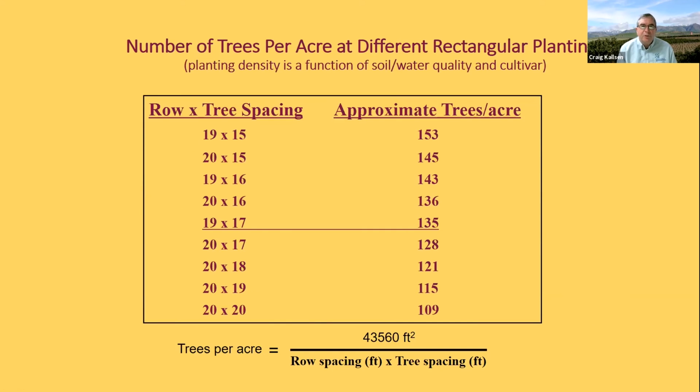So here is the number of trees per acre at different rectangular plantings; I've just put some of them up here. You can actually calculate it using this formula: you divide your row spacing times tree spacing into 43,560, and you get your trees per acre. Again, this 19 by 15, 20 by 15 would probably be more applicable to areas with poor soils, poor water, where the trees are going to grow slowly. And these wider spacings are for where we have excellent soils in general, where we tend to think the leaf canopy will fill in fairly quickly.